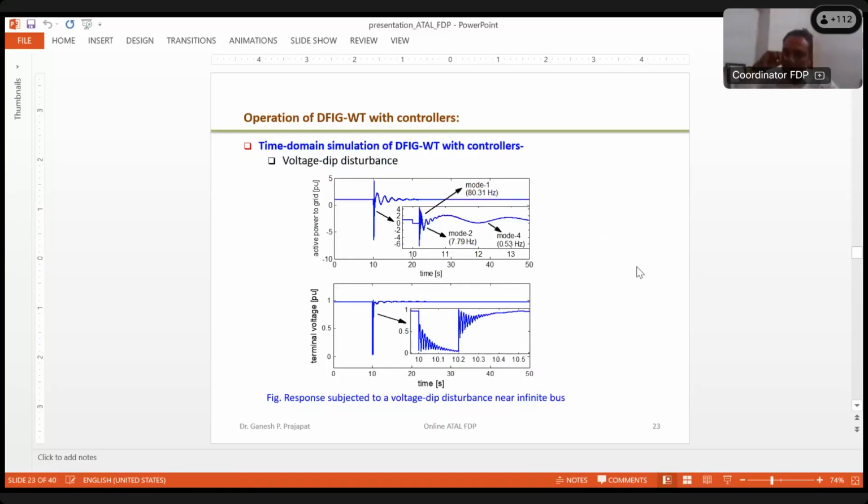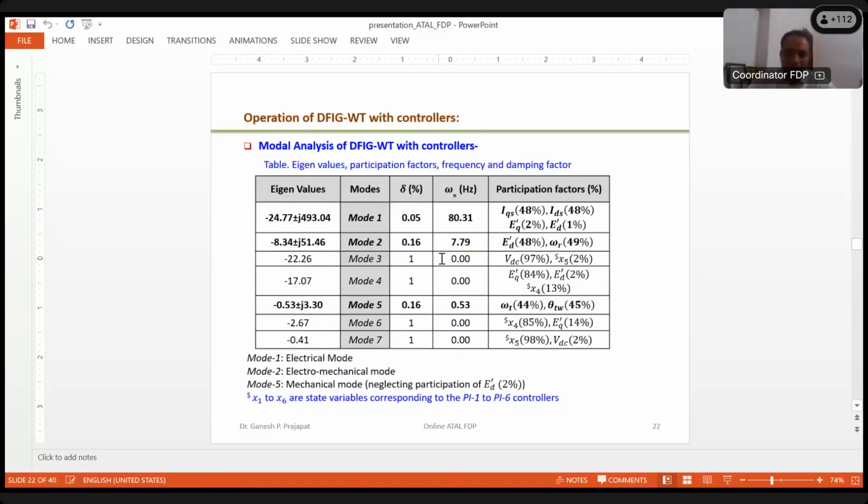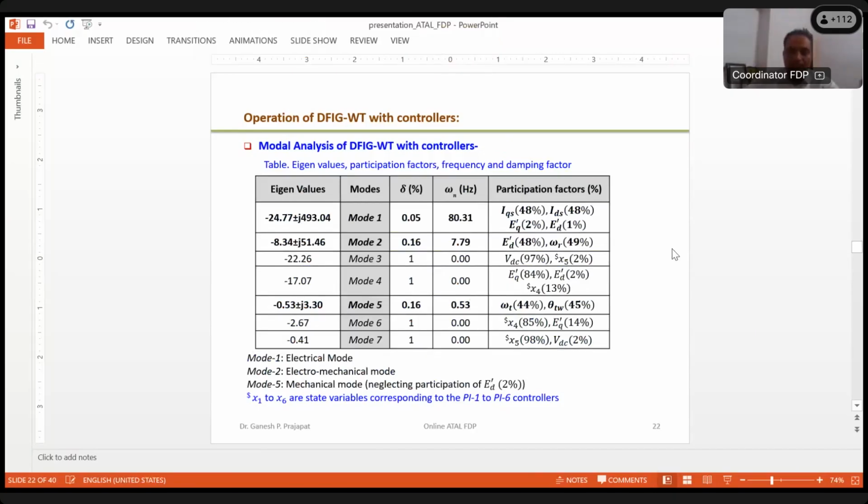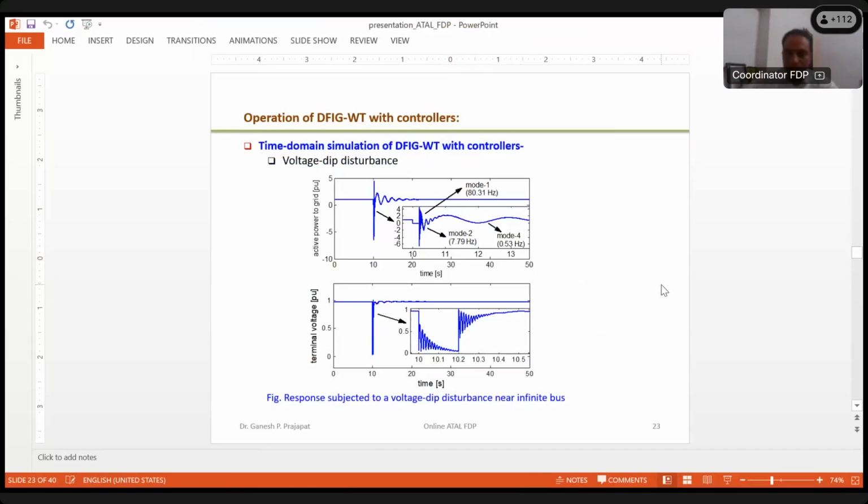Here again is the time domain simulation of the controlled wind induction generator connected to the grid. Again, see here, this has the modes of 80 Hertz, then 7.79 Hertz, and 0.53 Hertz, which are also present here. See here, this is 80.31, 7.79, and again 0.53 hertz. So this is actually validating the time domain simulation.